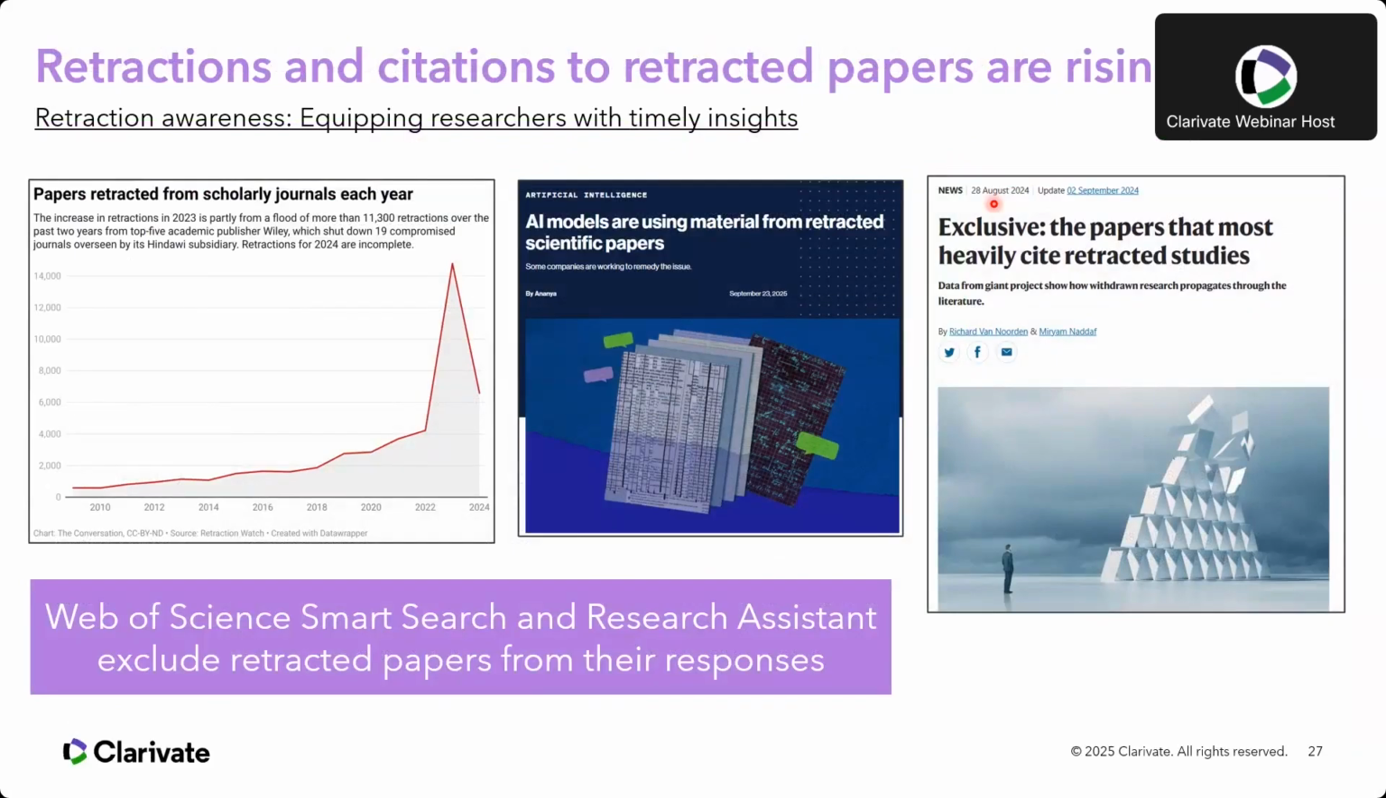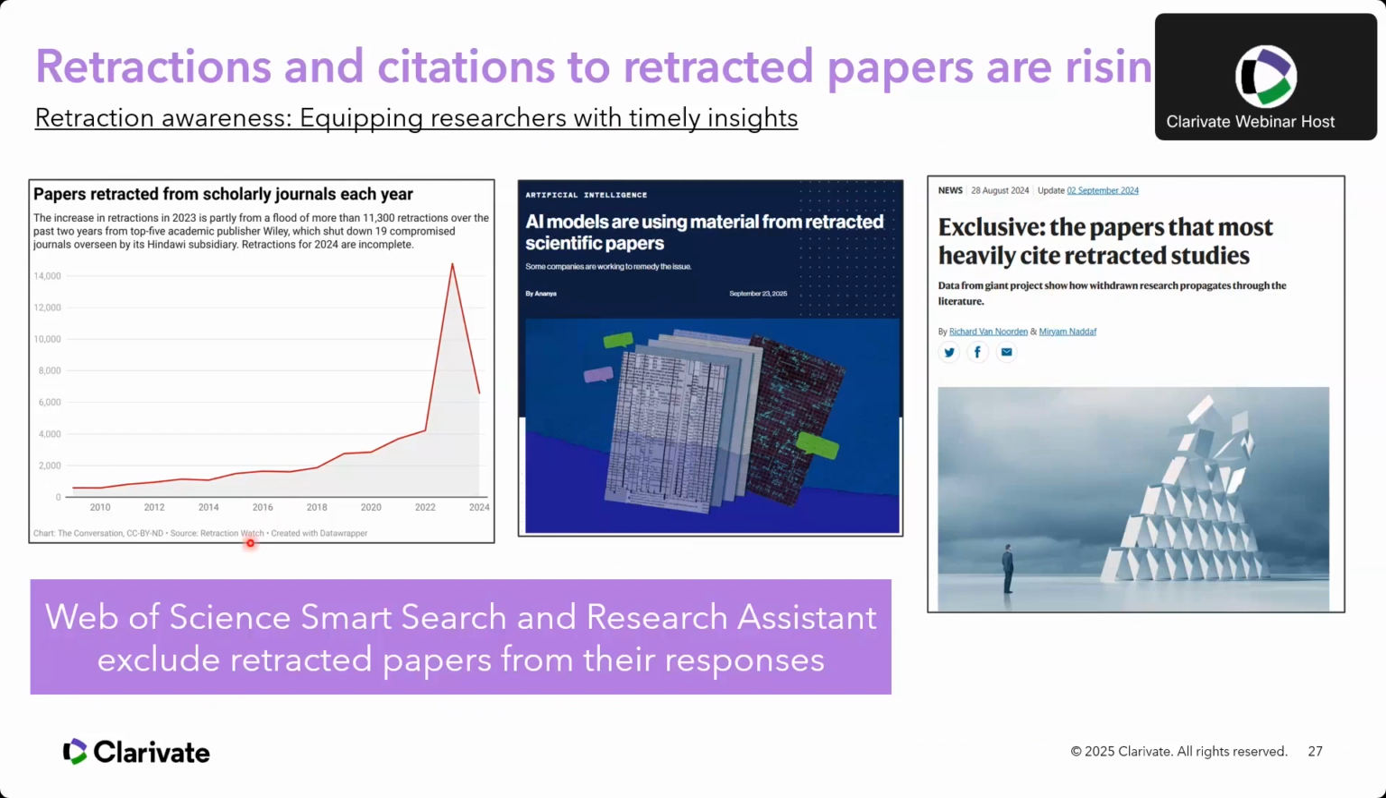What I want to mention here is the other side of the coin. Retractions and citations to retracted papers are rising. So the point here is that we need to make sure that everyone knows about retractions. And when you do a search or literature review, you want to exclude those papers that got retracted.